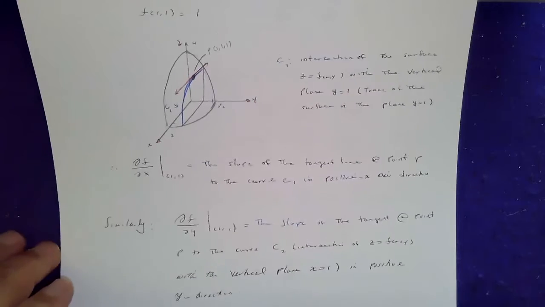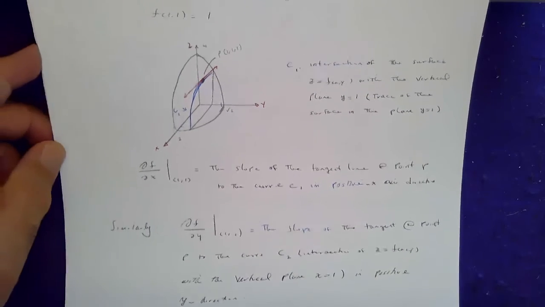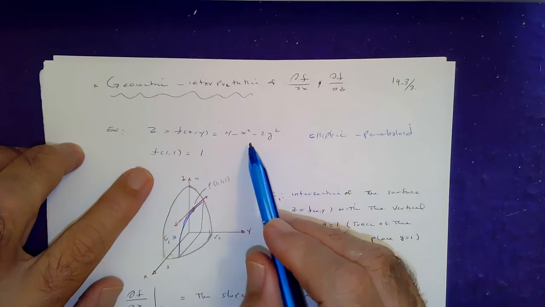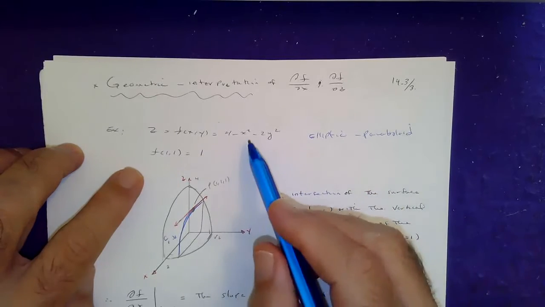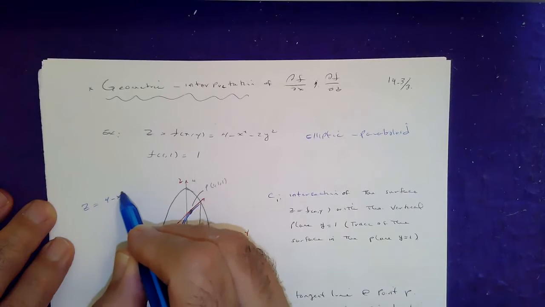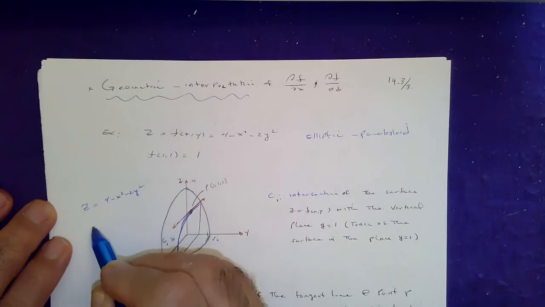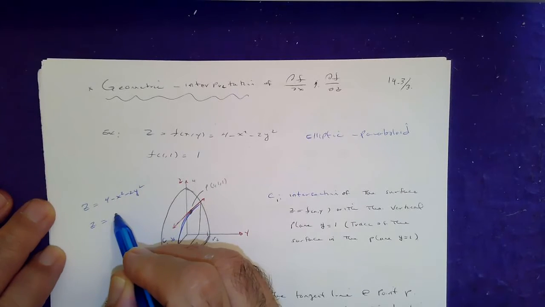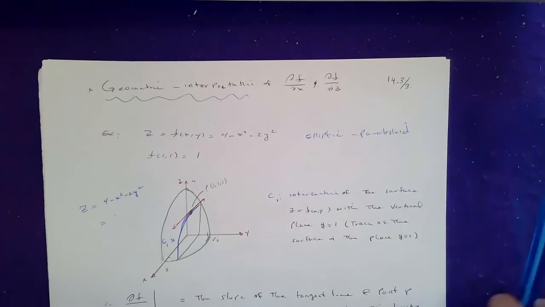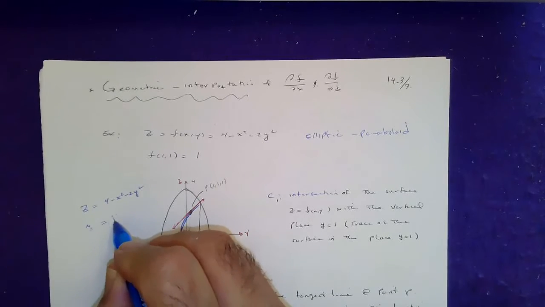So how would you do this? What we have to do is take the intersection of the surface z is equal to 4 minus x squared minus 2y squared, and the plane y is equal to 1. Remember, we're going to keep the y constant. So at point 1, 1, y is constant.